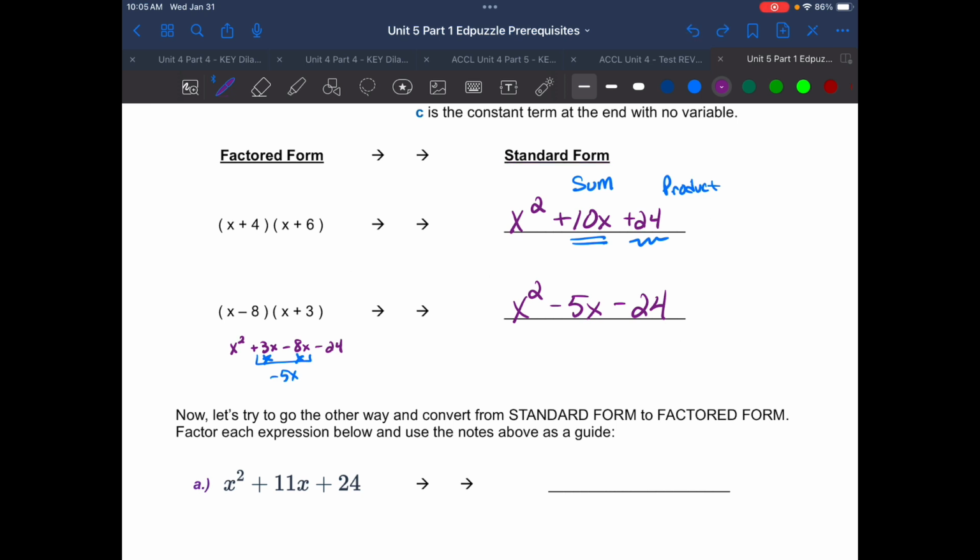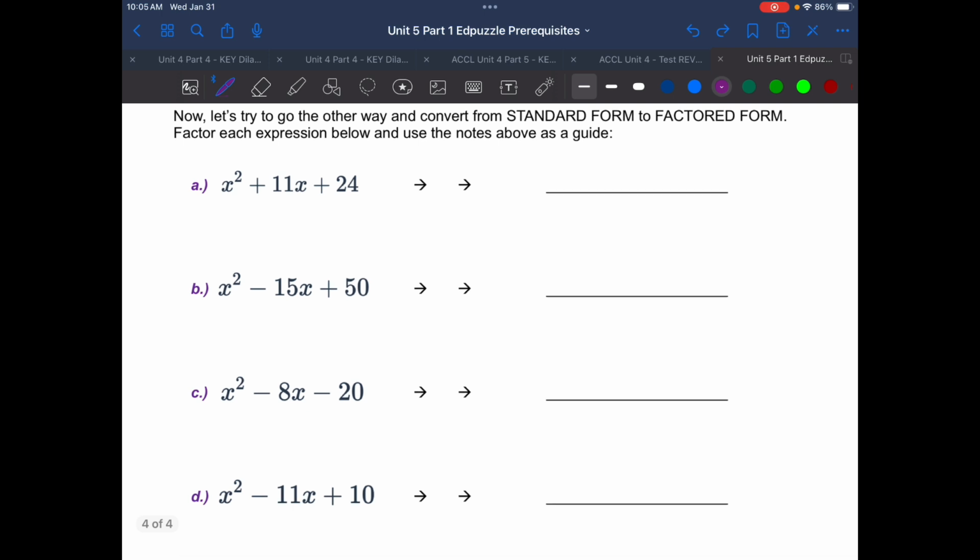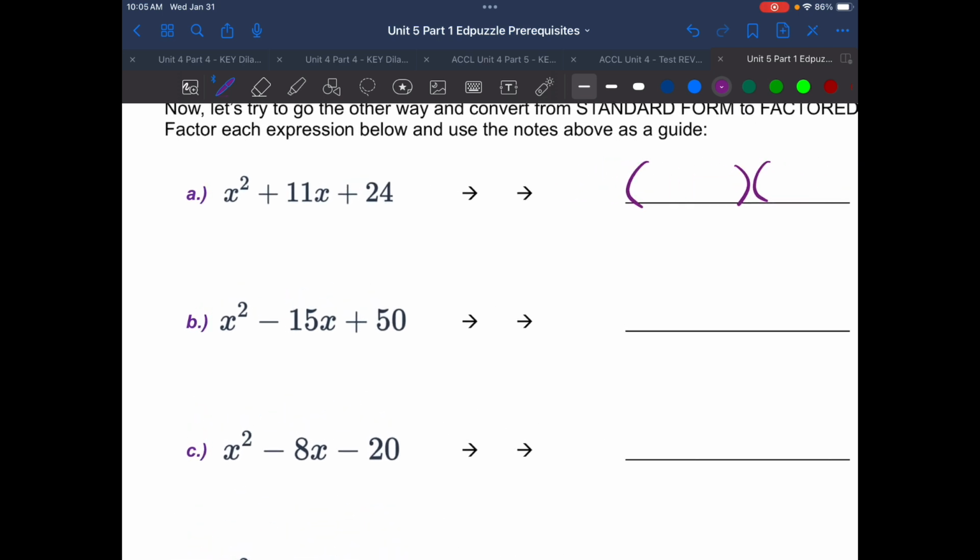Okay, so what we want to do below is we want to try to go backwards. Okay, so here's what we're going to do. I'm going to set up my parentheses. Okay, and I'm going to look at this example and I'm going to say to myself, hey, I need two numbers that have a sum of 11, but a product of 24. Now, here's how I'm going to do this. I'm going to concentrate on the 24. I'm just going to do like a little bubble here, right? What multiplies to give me 24? Well, that's 1 times 24, 2 times 12, and 3 times 8. Is there anything else? Oh, yeah, what about 4 times 6, right?